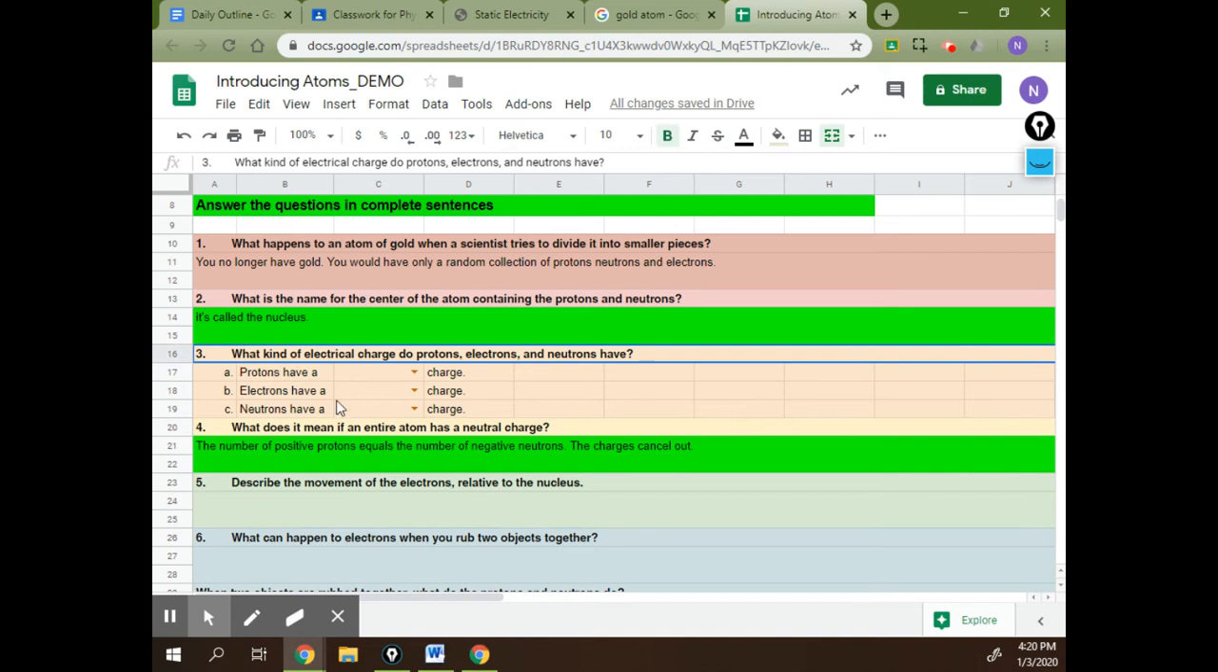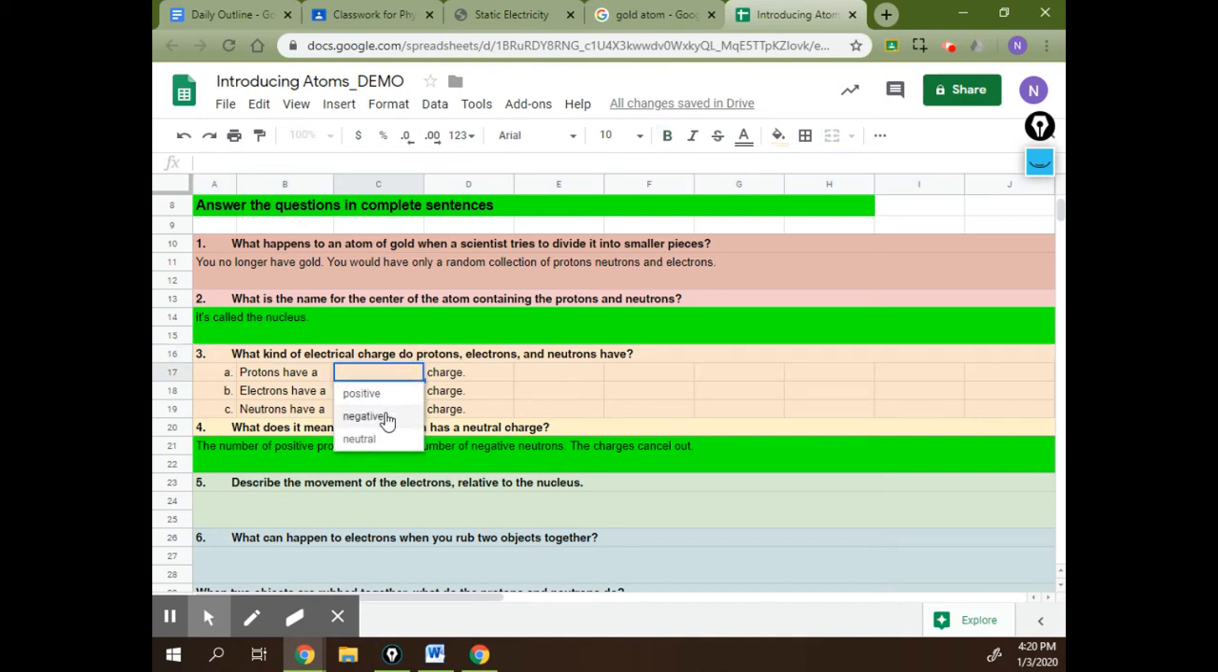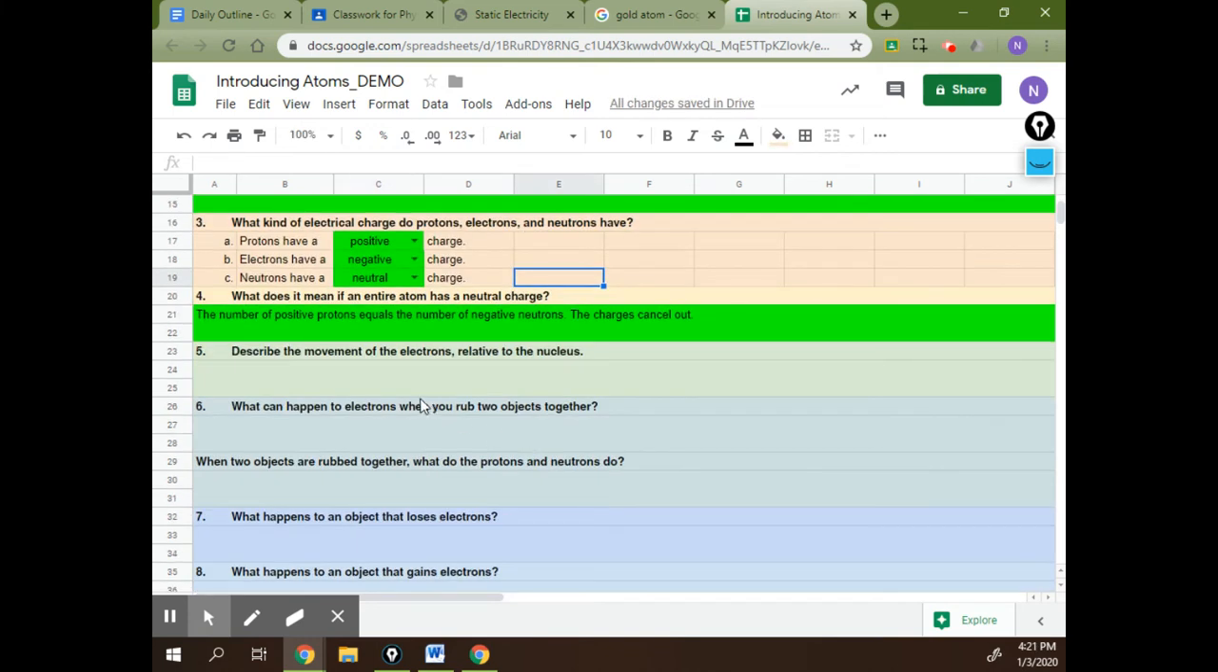Oh man, I skipped number 3. What kind of electric charge do the protons, electrons, neutrons have? Probably skipped it because it's so easy. Protons have a positive charge, electrons have a negative charge, neutrons have a neutral charge. Remember, neutron, neutral have the same first 4 letters, so don't get them mixed up.